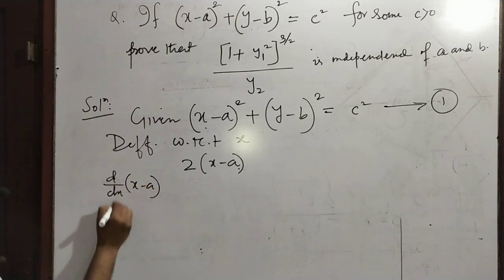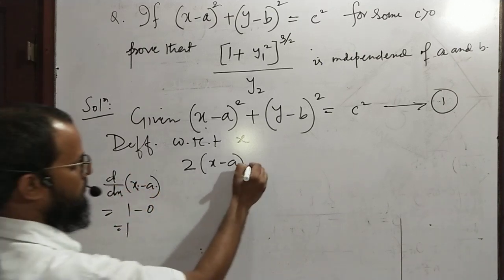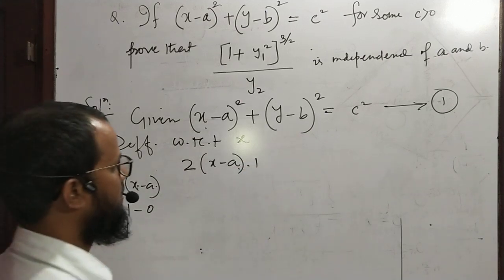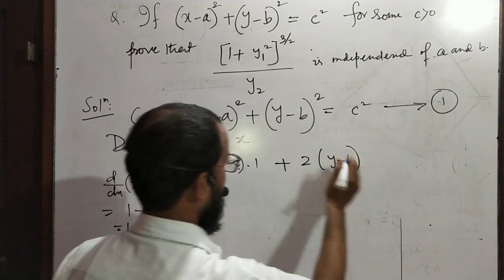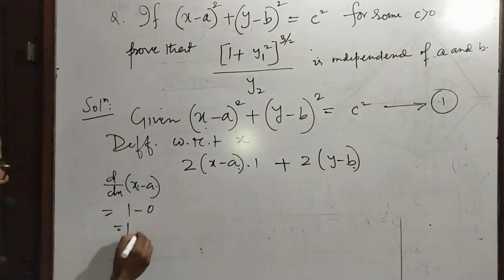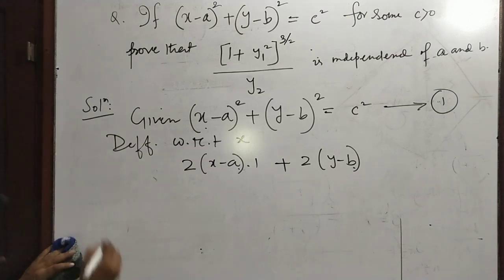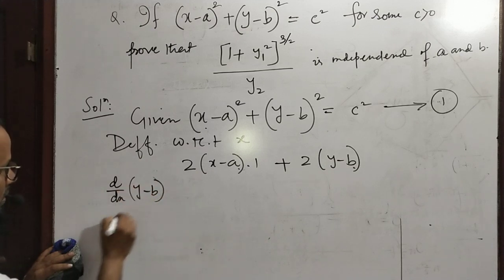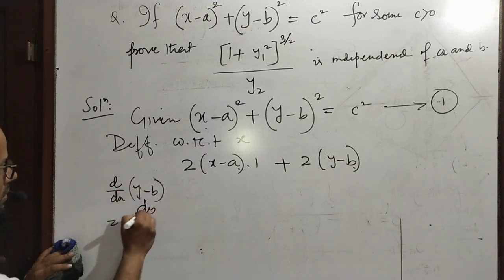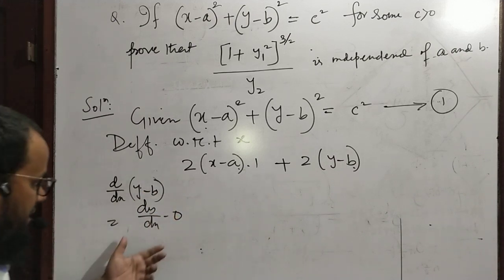फिर उसका derivative क्या होगा? d/dx of x is 1, d/dx of a is 0, finally 1 होगा, तो इसमें 1 होगा. Okay, I am not explaining it. Similarly here 2 into y minus b, and again derivative of y minus b. d/dx of y is dy by dx, and d/dx of b is 0. I hope you are understanding.